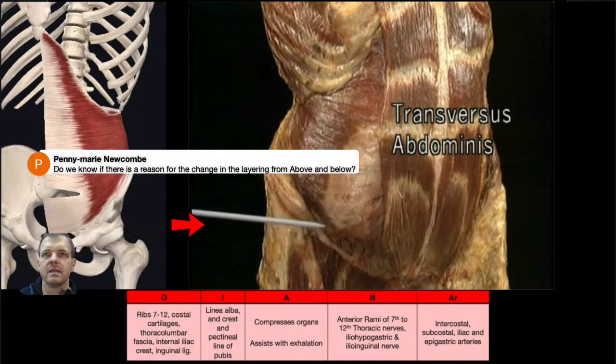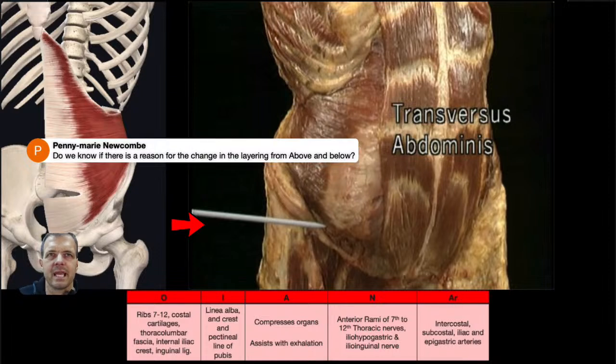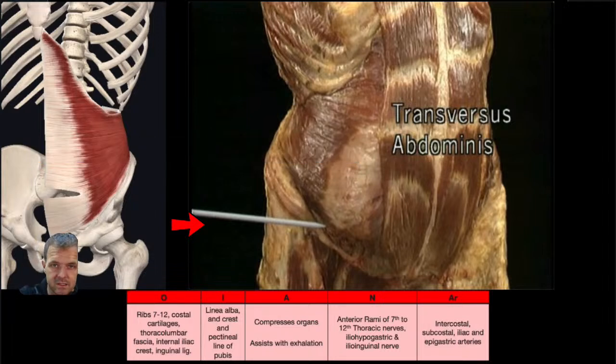Good question, Penny. Do we know if there's a reason for the change in layering from above and below? One of them is thought to be because of the blood supply to the lower abdomen, and the lower muscles receive their blood supply at the level of the arcuate line. So potentially that's why. Other than that, I'm not really sure, to be honest. Just one of those embryological things.